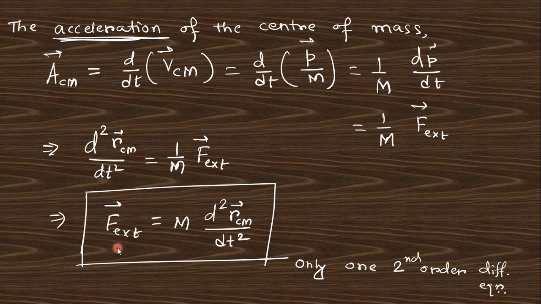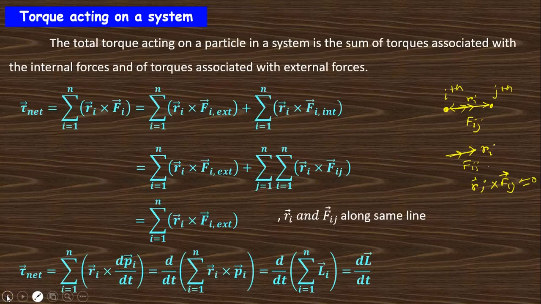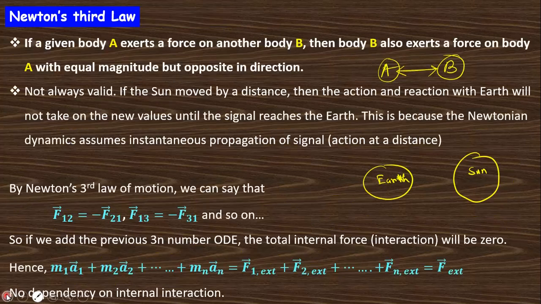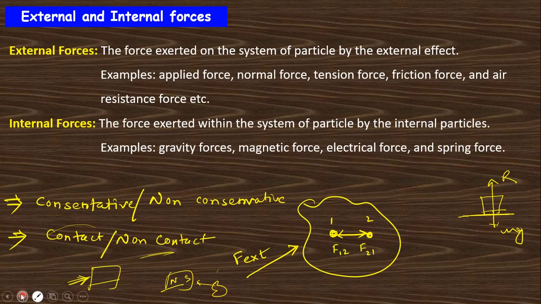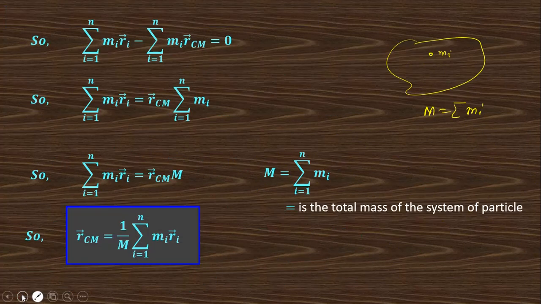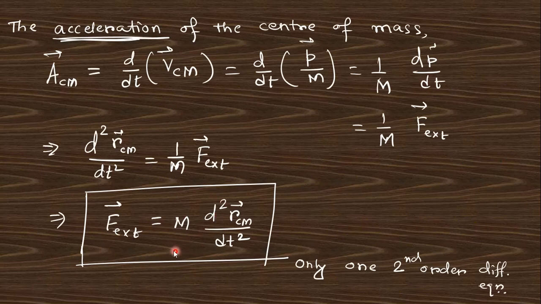So you can see here that F external is written as a single second order differential equation, whereas in the original there are 3n differential equations. This is the difficulty, remember that there are 3n second order differential equations. To solve these equations is very difficult. That's why we reduce this to the center of mass equation. By reducing it using center of mass, you can see this equation is very easy. It is only one second order differential equation, so you can solve it easily, right?